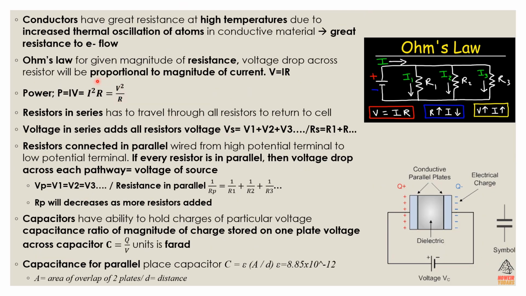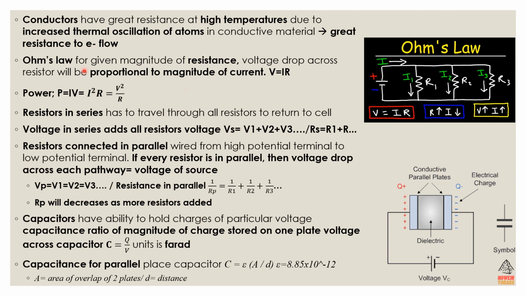Conductors have greater resistance at high temperature due to the increased thermal oscillation of atoms in the conductive material, which leads to greater resistance to the electron flow. You see that conductors, sure, are good at conducting electricity, but they also have greater resistance at high temperature when exposed to it, because they already have thermal oscillation in the conductive material, and you know how electrons move quickly, they exert kinetic energy as well, which generates temperature, and through generating temperature they can also withstand that.